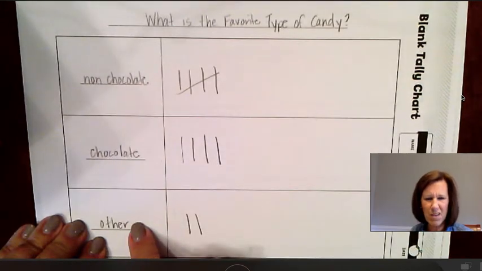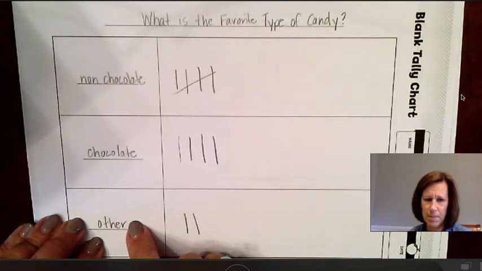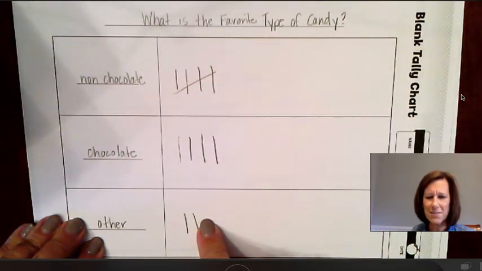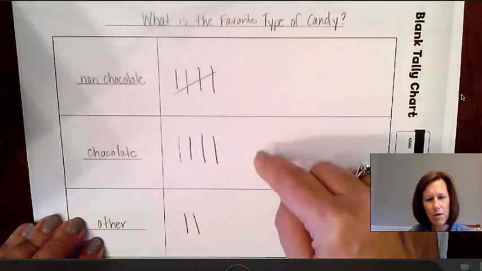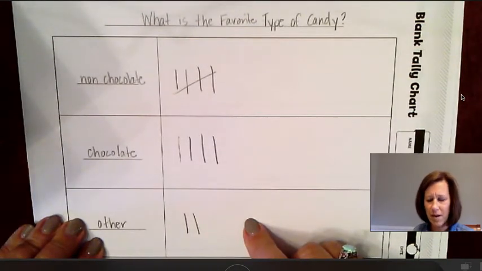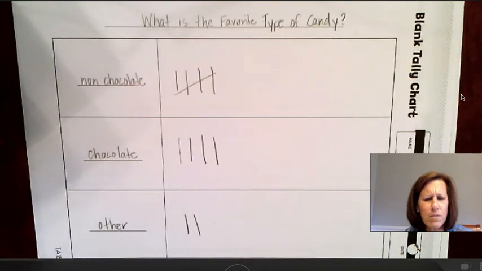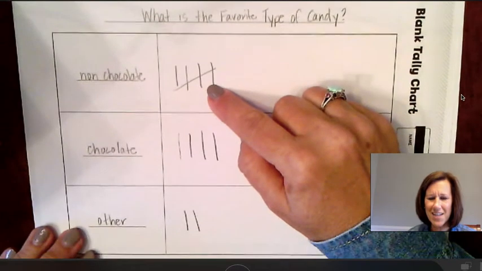Or maybe it could be other, because maybe someone doesn't like candy at all and they don't even have a favorite. Then I could go and ask different students and collect my data. What's your favorite? And they would tell me, and I would record where they were on my chart. And then finally, mathematicians, I'm starting to see the math. I could say, what was the favorite? That's the one with the most, non-chocolate.